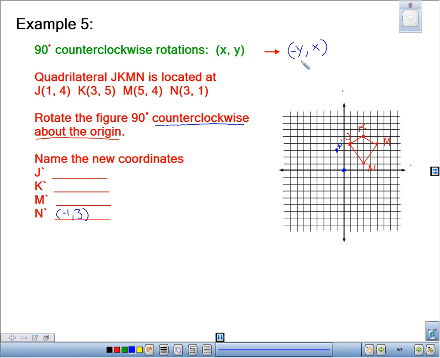So let's talk about how I knew that N was going to be here besides already knowing this notation. Well, here's what I'm going to do. I'm going to draw from the origin an L.